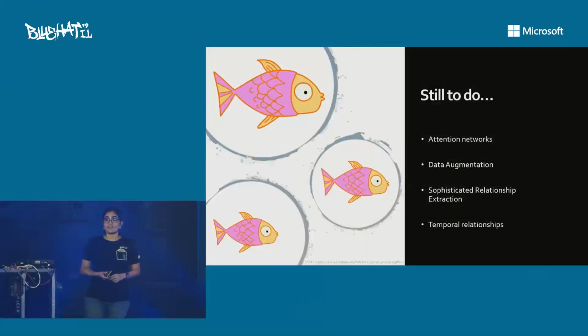Cool. So this is just V1. We have a lot of work to do. We want to try attention networks, which is apparently the latest and greatest thing in natural language processing. I mentioned that our data set is quite small, so we want to explore data augmentation using generative methods. We want to do more sophisticated relationship extraction. Right now, we're doing it with just very naive co-occurrence, and also work on extracting temporal relationships.